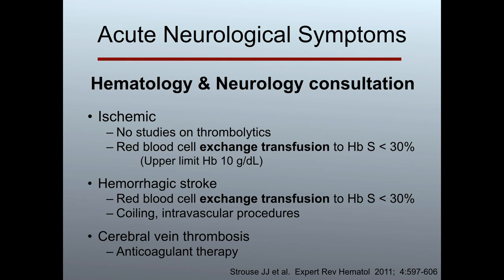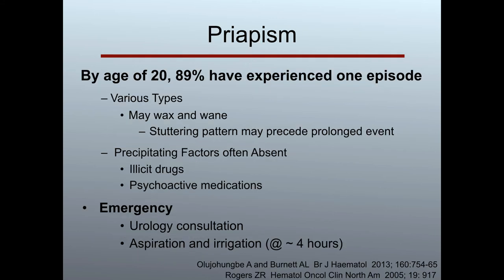So you think ischemic stroke, TPA. Ischemic stroke, TPA. But in sickle cell disease, that may not be the thing to do, okay? There's not a lot of good studies on thrombolytics in sickle cell disease patients, but the answer is always exchange transfusion. So that's always the answer. So whether it's ischemic or hemorrhagic, exchange transfusion is what you need to do. If it's a hemorrhagic stroke and they've got an aneurysm from that, then coiling usually, which means that you probably need to transfer the patient. And then if they have a cerebral vein thrombosis, then it's anticoagulants.